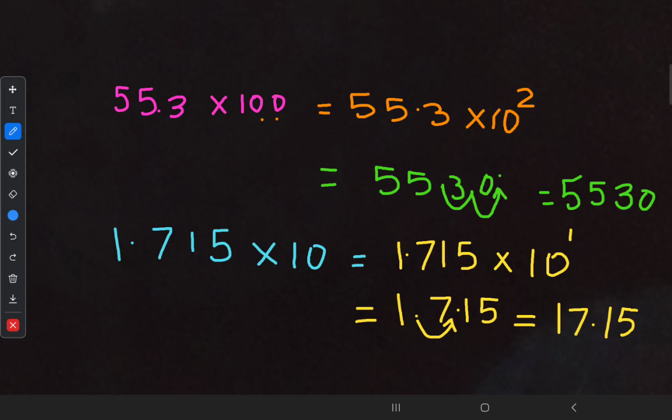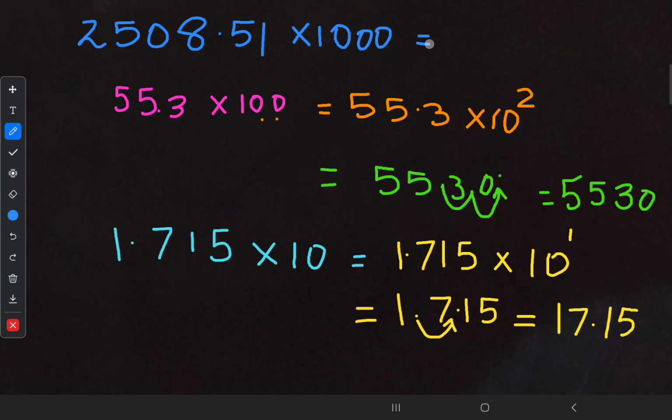One more example, let's see. Let's multiply 2508.51 with 1000. How can we do it? Same as our previous examples, we have to write the number 2508.51 and it should be multiplied with 10 to the power of 3, as 1000 has 1, 2, 3 zeros. Then after, we can write like this.